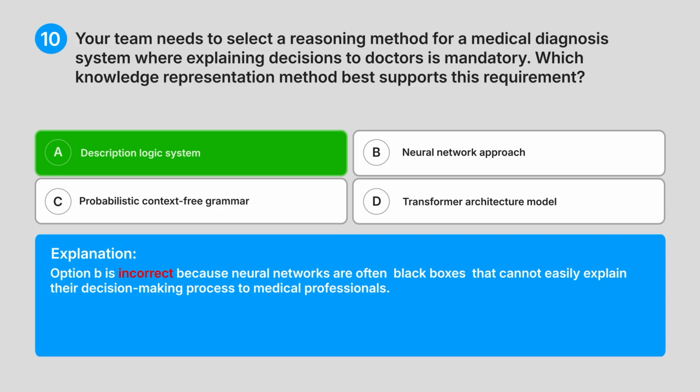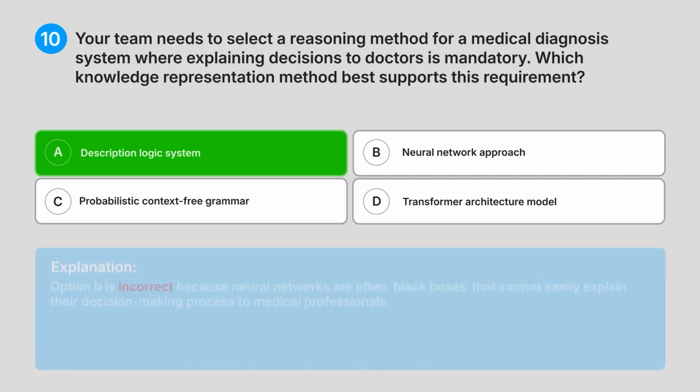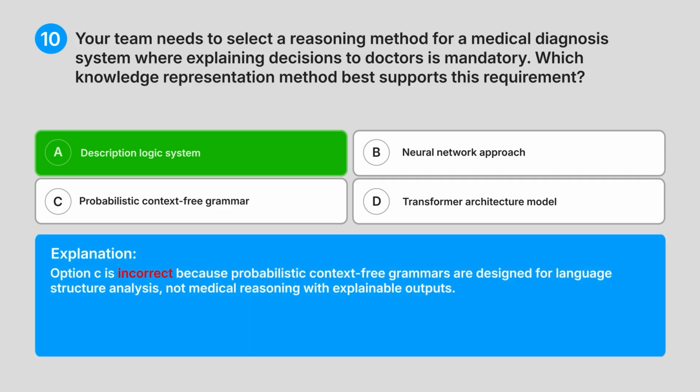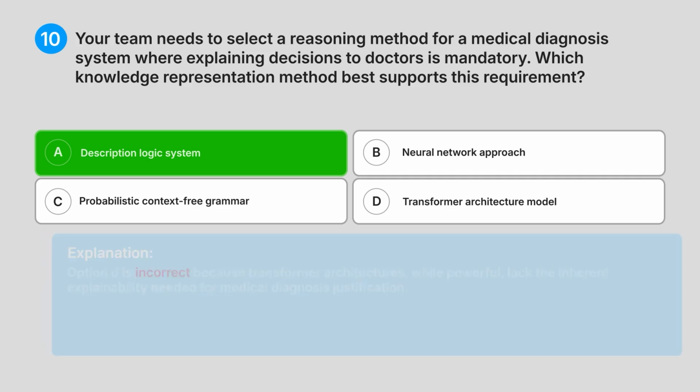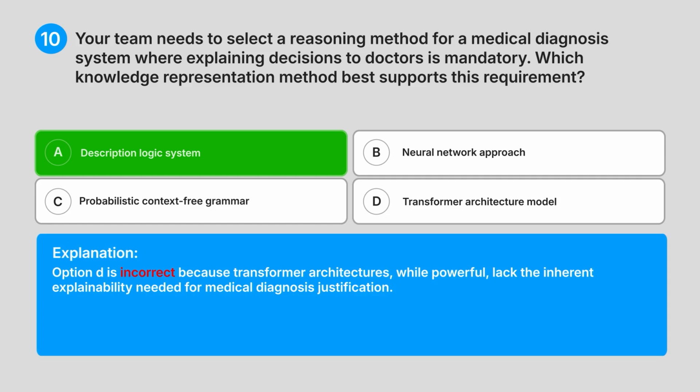Option B is incorrect because neural networks are often black boxes that cannot easily explain their decision-making process to medical professionals. Option C is incorrect because probabilistic context-free grammars are designed for language structure analysis, not medical reasoning with explainable outputs. Option D is incorrect because transformer architectures, while powerful, lack the inherent explainability needed for medical diagnosis justification.